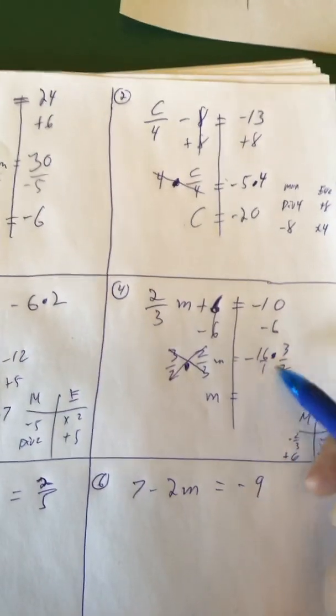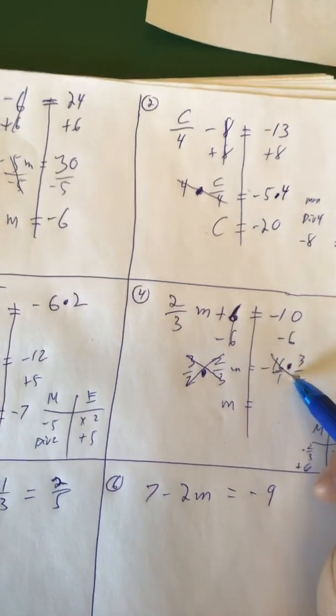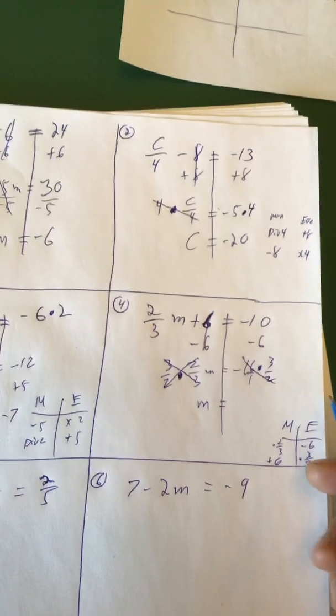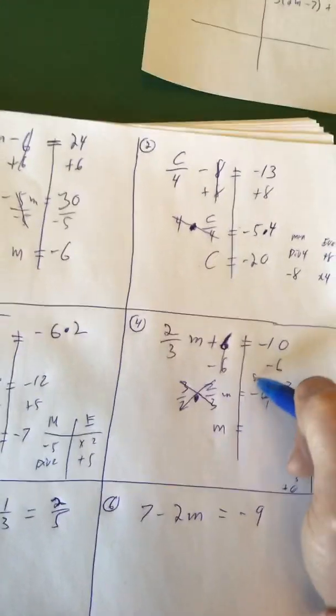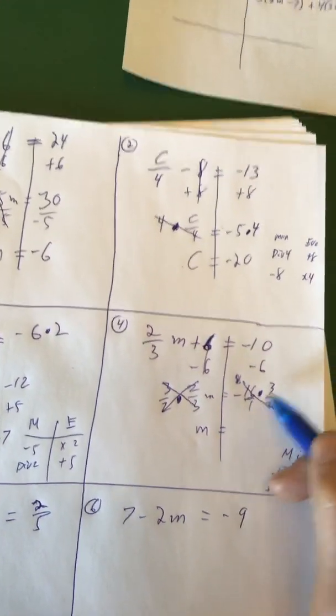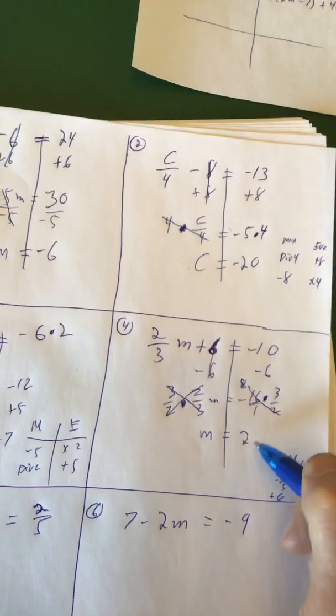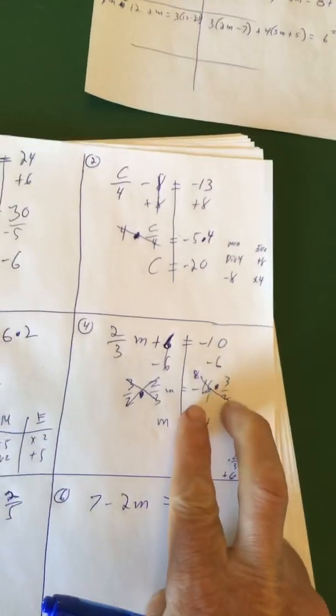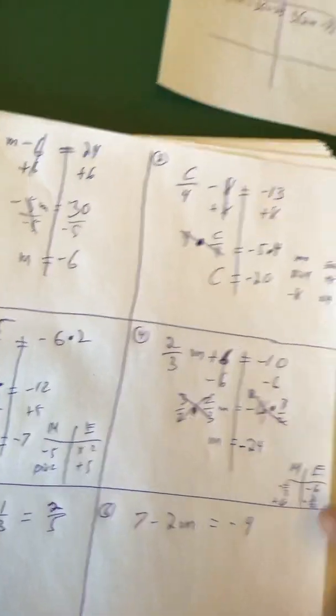And then I'll stick a 1 under here, make them both fractions. 16 divided by 2 is, that's right, 8. And 8 times 3 is 24. Now what kind of 24 is that? Well, multiplying, dividing, and the signs are different. My answer is going to be negative 24.